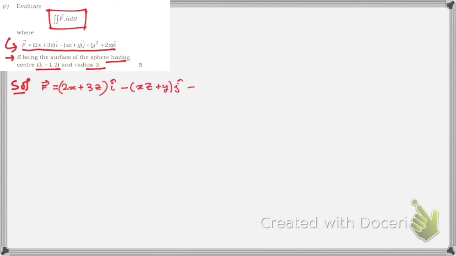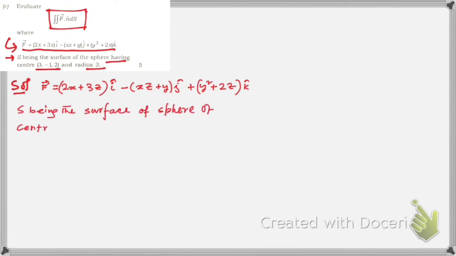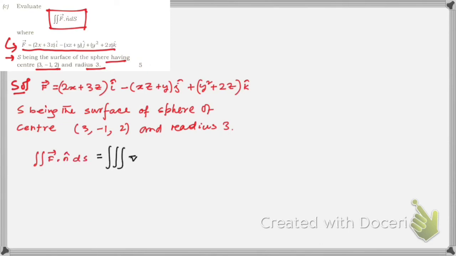So let me write that one. Then here S is the surface of the sphere, center (3, -1, 2) and the radius is 3. Okay, so the surface integral of this will be given by the volume integral of divergence of F dV. So it is from Gauss divergence theorem. We have got this from Gauss divergence theorem, right?